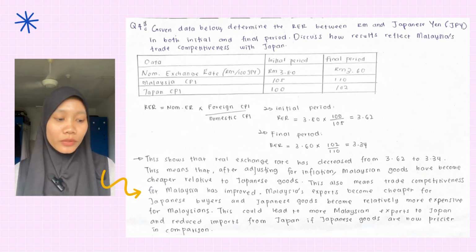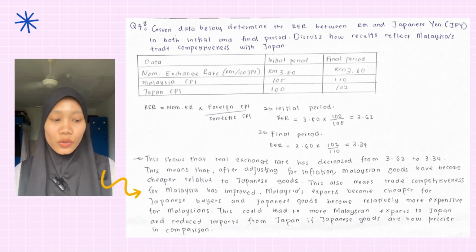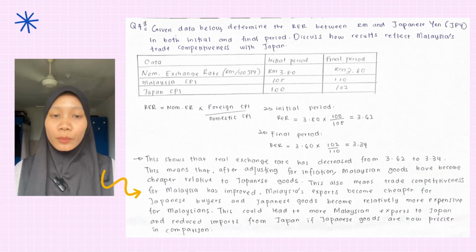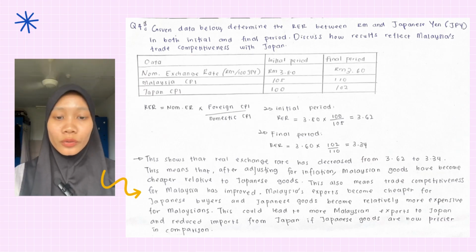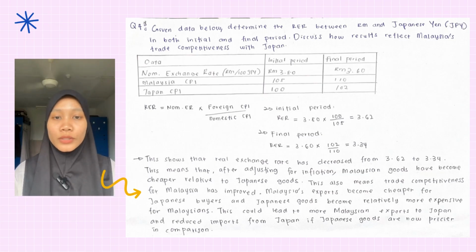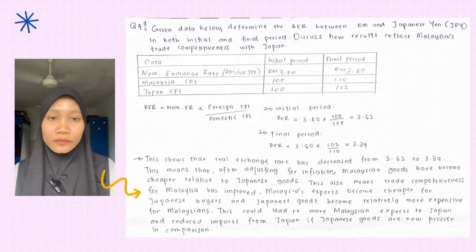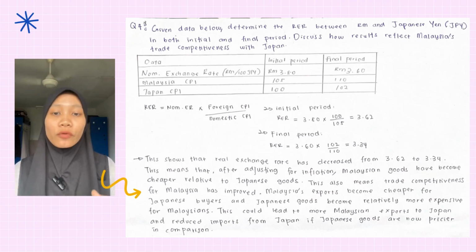For the initial period, we get RM 3.62 and in the final period, we get a real exchange rate of 3.34. So, this shows that our real exchange rate has decreased from 3.62 to 3.34. This means Malaysian goods become relatively cheaper compared to Japanese goods. As a result, Malaysia's trade competitiveness improved, where it's more attractive for Japanese buyers to import from Malaysia.